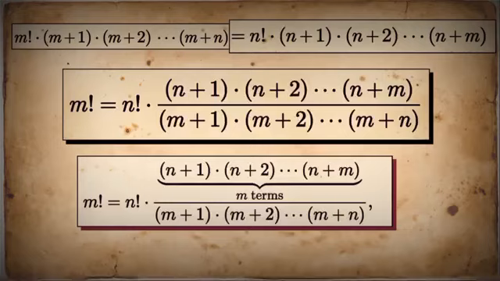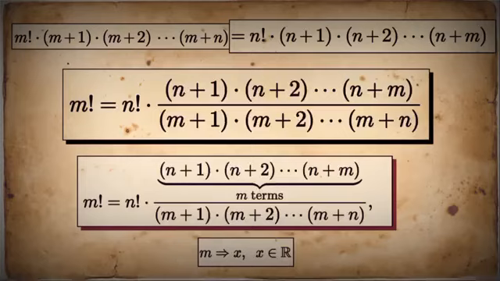Now we introduce the plan for extending this to real numbers. We will replace the integer m with a real number x, so the formula should give us the factorial of x. But first there is a problem. The numerator has m terms in it, specifically m factors of the form n plus k, and once m becomes a real number x, we cannot simply count x terms.